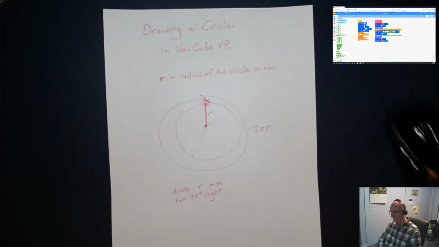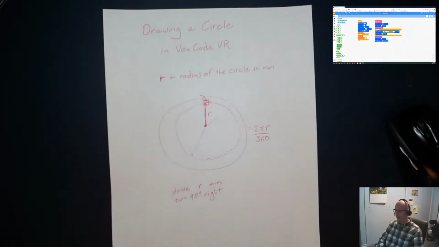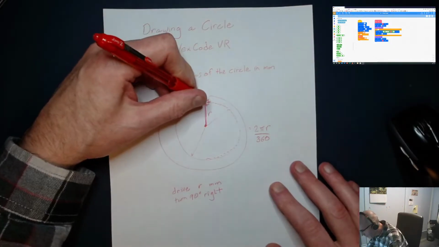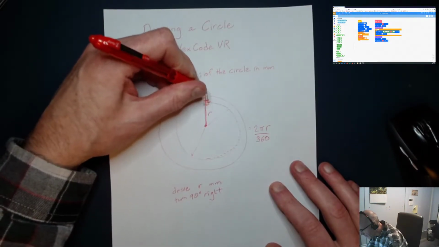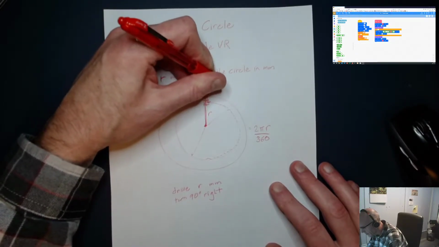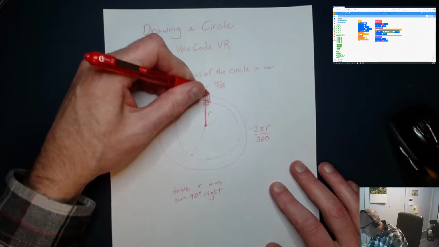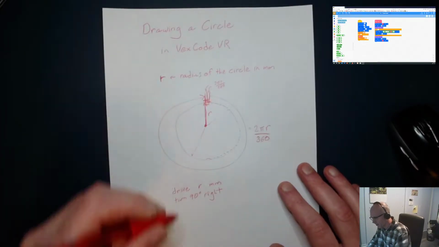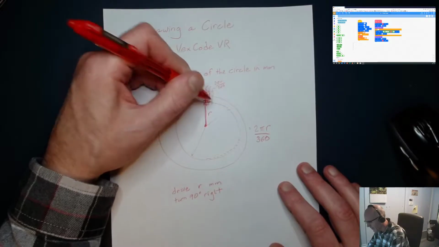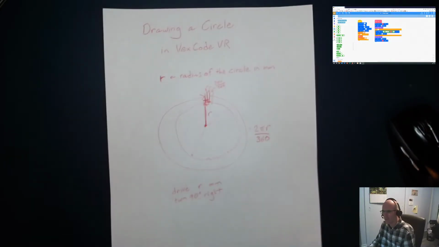Okay, and if we break that down into 360 chunks, you can just take 2 pi r and divide by 360. So this little segment that you're going to drive right in here is 2 pi r over 360. And then you'll turn 1 degree, and this little segment that you drive in here will be 2 pi r over 360. And you can see this pattern. One of the things that we like to do in programming is identify patterns and say, oh, we've got a pattern right here.